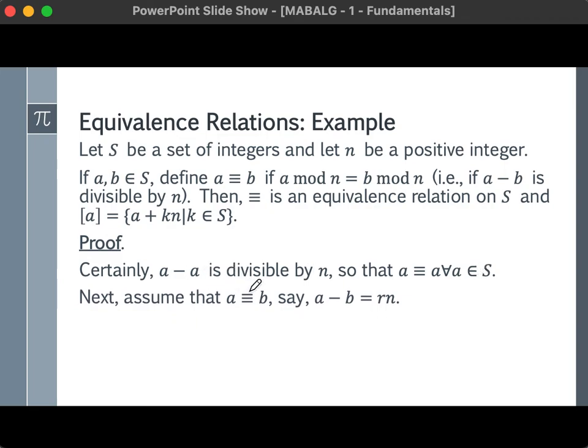Next, assume that a is congruent to b. Say a minus b is equal to r times n.